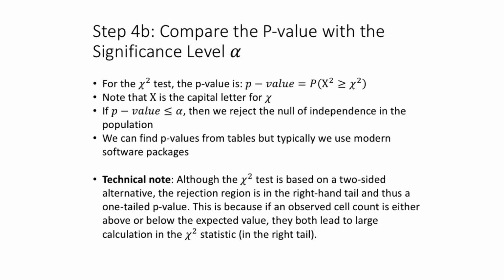Again, we have this technical note. The chi-square test is a two-sided alternative, but the rejection region is based on the right-hand tail. So the p-value is based only on that right tail. That's because the chi-square distribution model ranges from 0 to infinity.